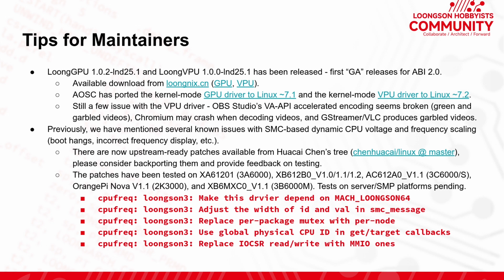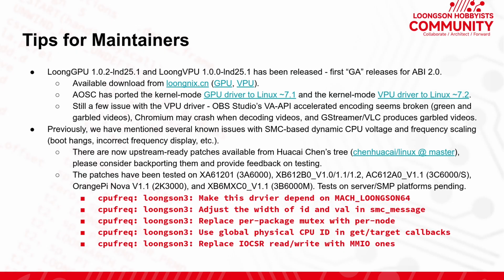Now, there is better news because Chenghua Cai has already prepared a set of upstream-ready patches, and it's already been tested on 3A6000, 3B6000, 3C6000S, 2K3000, and 3B6000M. We have tested them for functionality in terms of frequency scaling down and up, or turbo frequency of 100 megahertz on a single core.